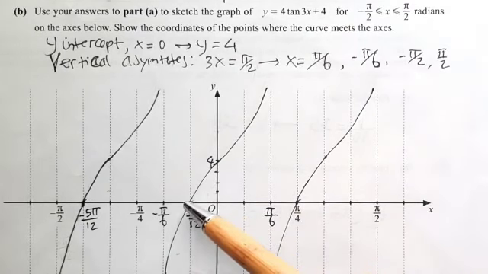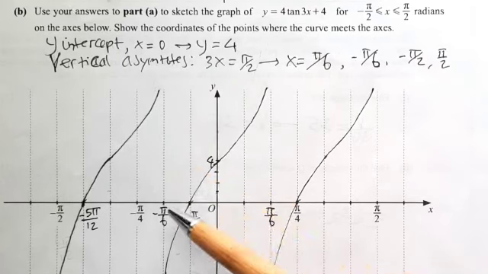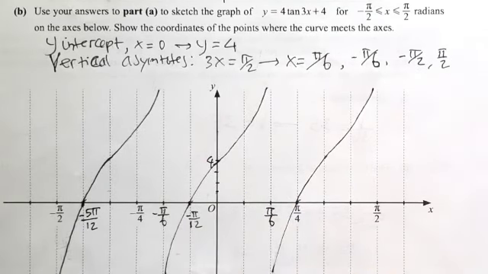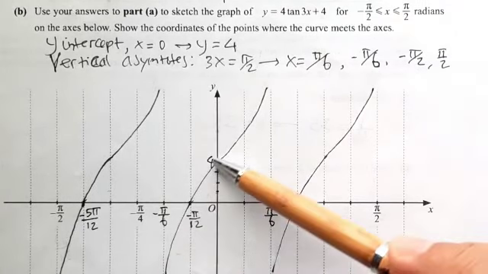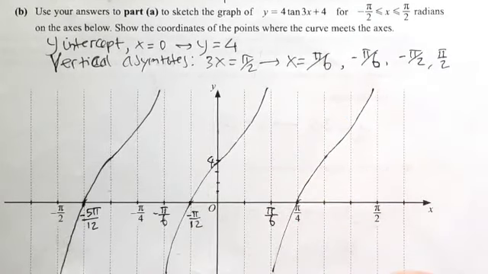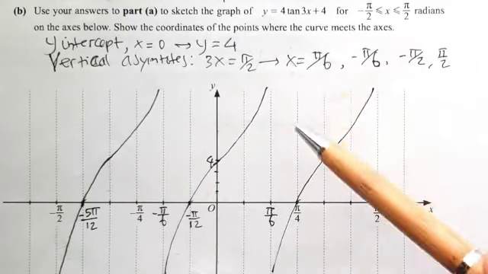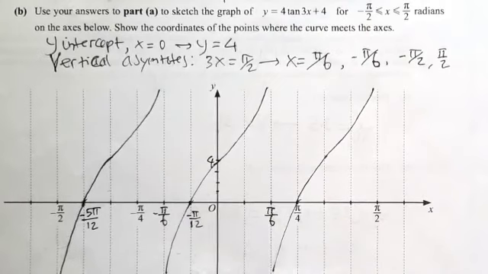Thus that is the x-intercept, the y-intercept, and this is the vertical asymptote. Thus this is the graph or curve of y equals 4 tan 3x plus 4, and also this one.